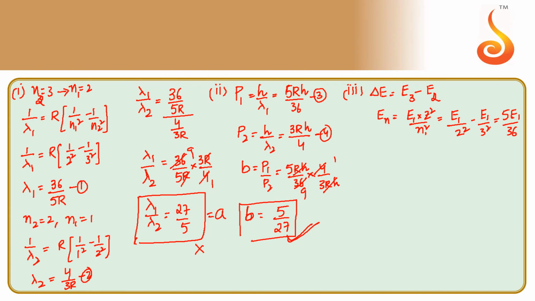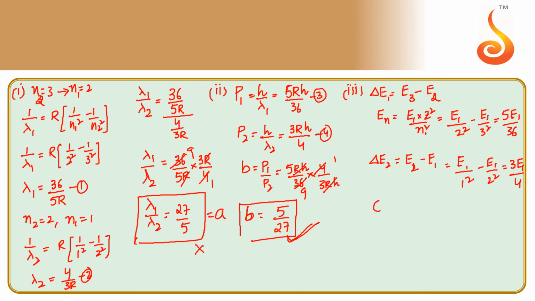So this is the first case, from the third orbit to the second orbit. What about the second orbit to the ground orbit? Then the change in energy is E1 by 1 square minus E1 by 2 square. By simplifying, we get 3E1 by 4. So let us do the ratio between them.